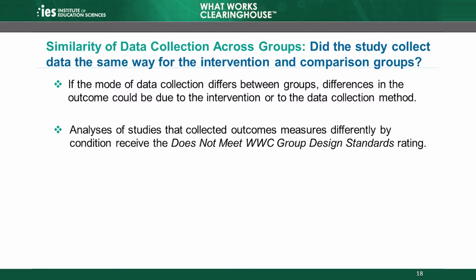We've discussed 3 of the 4 review requirements for outcome measures: validity, reliability, and no overalignment. The 4th requirement is that the study must collect the outcome measure in the same manner for the intervention and comparison groups to ensure that post-intervention differences between groups result from the intervention and not from data collection differences. If the mode of data collection differs between groups, then the difference in the observed outcome between the intervention and comparison groups may be attributable to something related to the outcome measure itself and not just to the intervention.